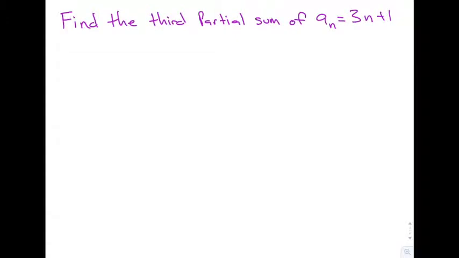So let's look at a quick example. Find the third partial sum of A sub n equals 3n plus 1. The third partial sum, S sub 3, equals A1 plus A2 plus A3. So we're just adding the first three terms of the sequence A sub n.